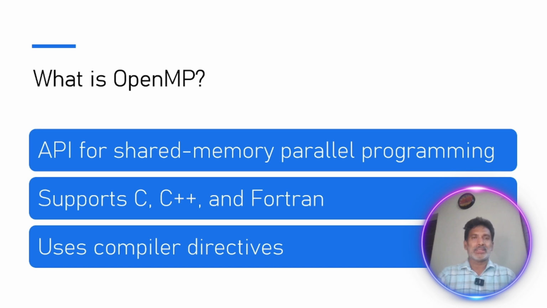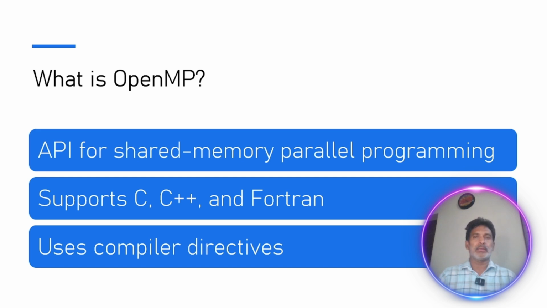It allows developers to write parallel code in a simple and efficient way using compiler directives like pragmas, library routines, and environment variables. Instead of rewriting the entire program for parallel execution, OpenMP lets you add directives to existing sequential code. And these directives instruct the compiler to create multiple threads and divide the work among them.